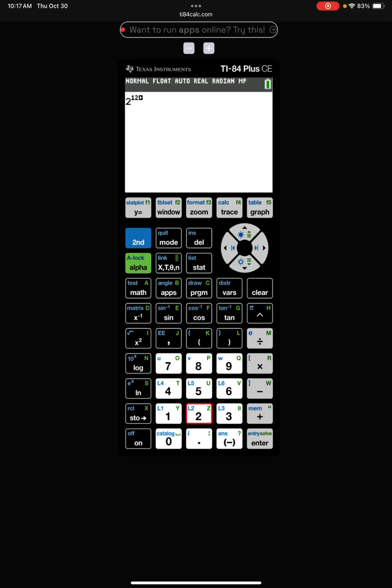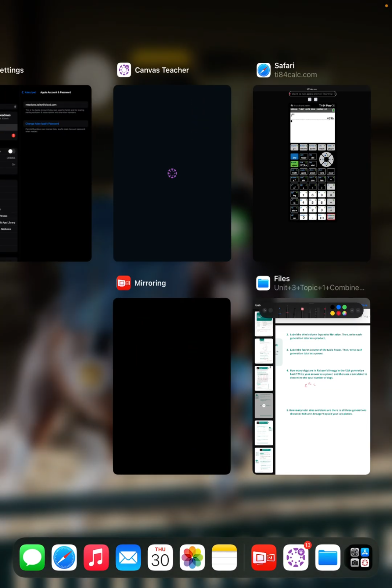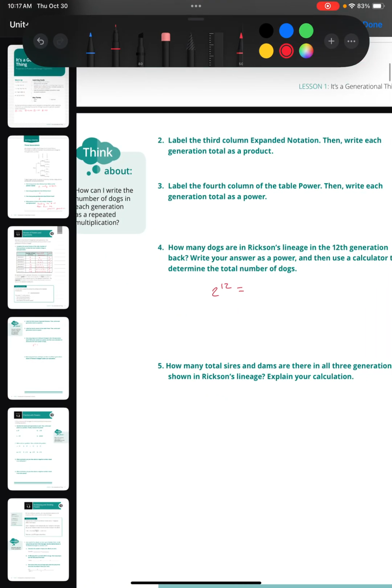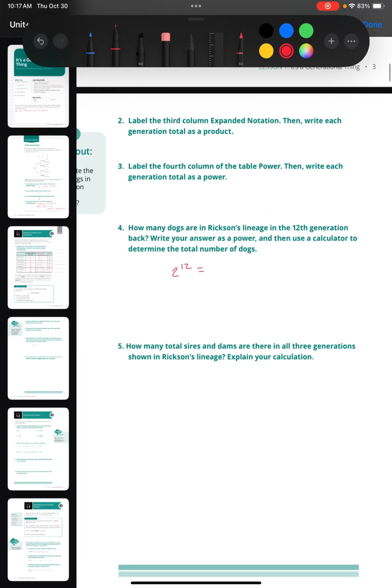Now notice the cursor is still up there in the exponent. If you wanted to add anything else into the expression, which we'll see later on, we want to use the right arrow, and if you touch that, it'll move back down to the level of the base. But 2 to the 12th, and then we can hit enter, and that is 4,096. So in the 12th generation, we have 4,096 dogs.